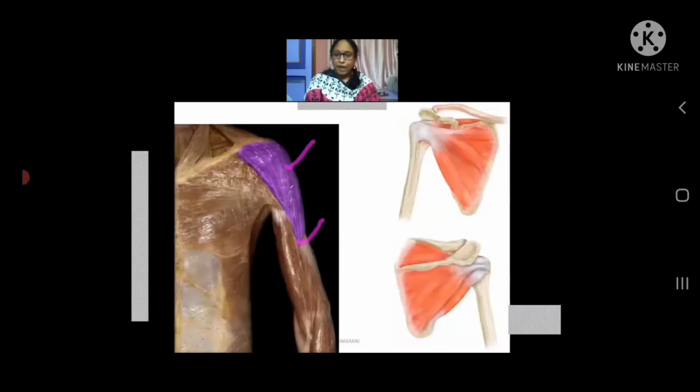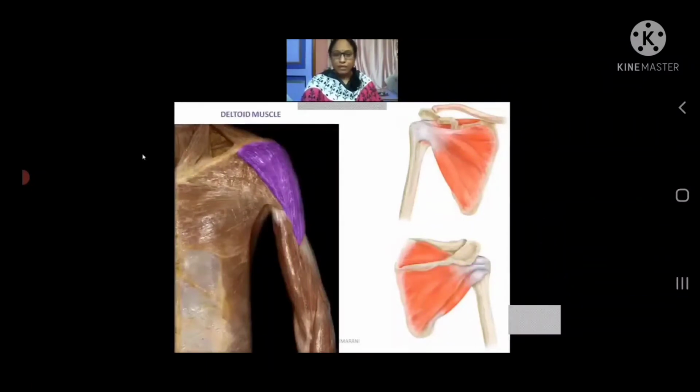So deltoid muscle. And other muscles we can see: this is the subscapularis muscle. This is the costal surface of the scapula, which is occupied by the subscapularis muscle. And this is the dorsal surface, and this is the spine of the scapula. Above the spine of the scapula is the supraspinatus, below it is the infraspinatus, and this is the teres minor, and this is the teres major. So these are all the muscles of the shoulder region, also known as the scapulohumeral muscles.